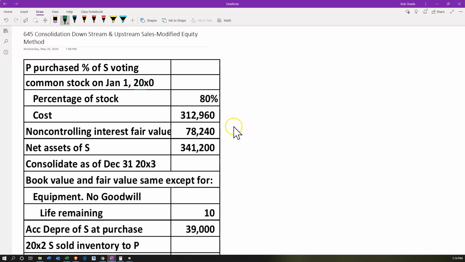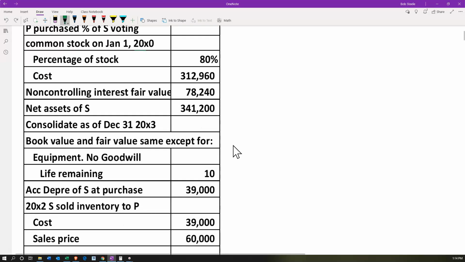So then we have the percentage of stock that was purchased, 80%, which of course is a controlling interest, but it also means there's a 20% non-controlling interest. The amount was for $312,960. The non-controlling interest fair value at the point of purchase, $78,240. The net assets of S at the point of purchase, in other words, assets minus liabilities or equity section as of the point of purchase, $341,200.